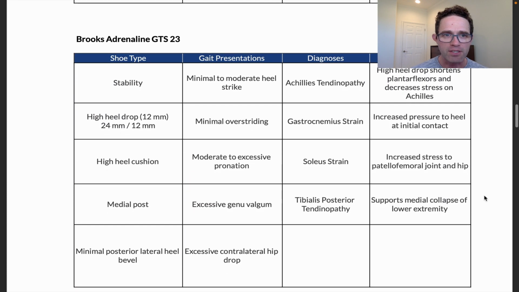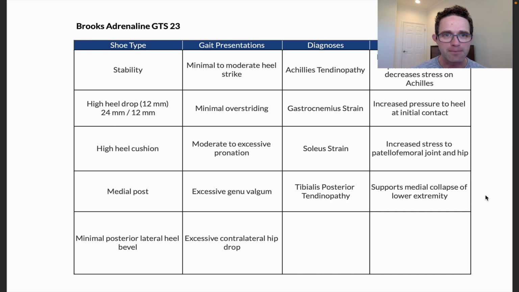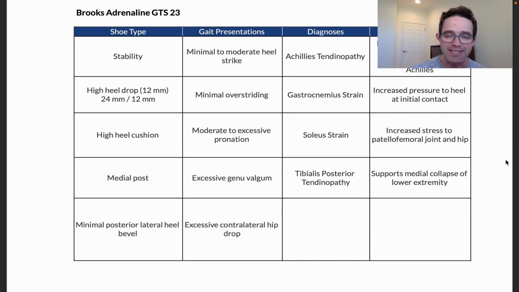Okay, the Brooks Adrenaline GTS. So the Brooks Adrenaline, there's a lot of information on this shoe, and this is a very, very popular shoe. It's high stability. It's also going to be a high heel drop, 12 millimeters. Not a very high stack height, 24 millimeters in the back, 12 millimeters in the front. It's going to be a high heel cushion shoe, and it's also going to have a medial post to it as well. There's a minimal amount of posterior lateral heel bevel.